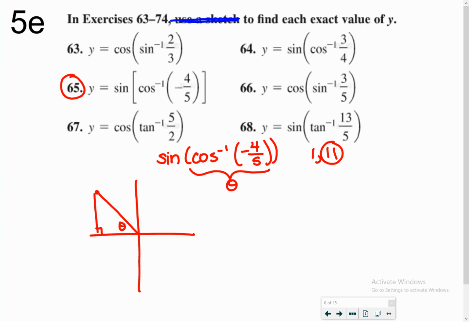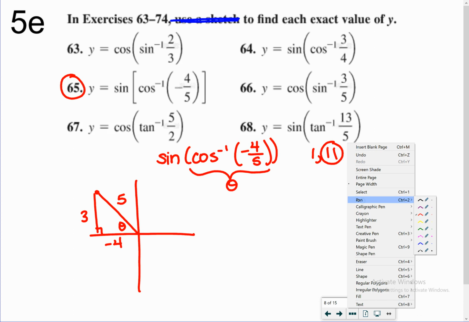So label it. Where does the negative 4 go? The bottom. Where does the 5 go? Hypotenuse. Okay, and what's the other side? Maybe you see it. It's 3, or you can use the Pythagorean theorem.